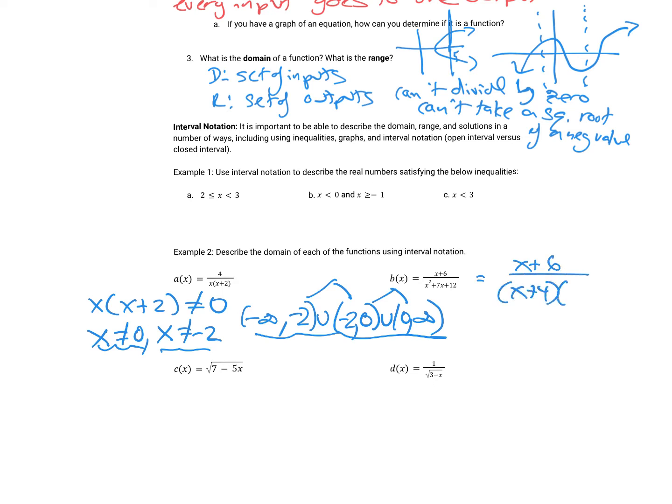So it factors to x plus 4, x plus 3, and the denominator can never be -4 or -3, so you would do the same type of interval notation.